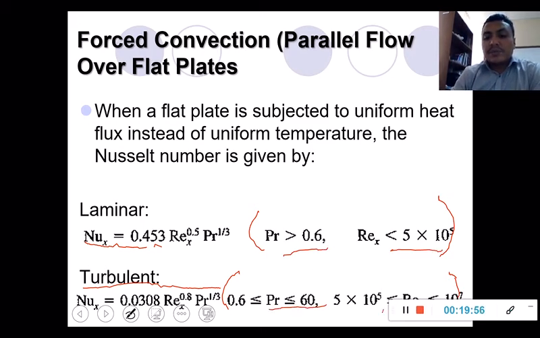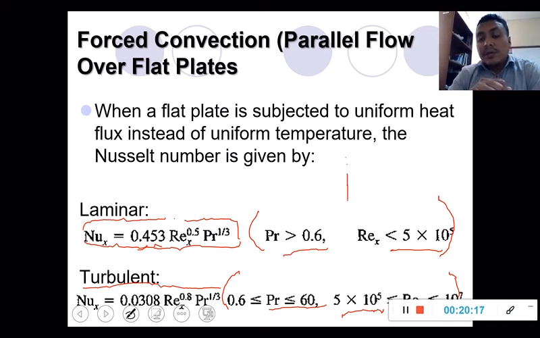So this one you really need to understand, which one is for laminar flow and which one is for turbulent flow. The formulas for the Nusselt number, Prandtl number, and Reynolds number will be given as an appendix in your test or in your final exam. The only thing is that you need to choose the correct formula.